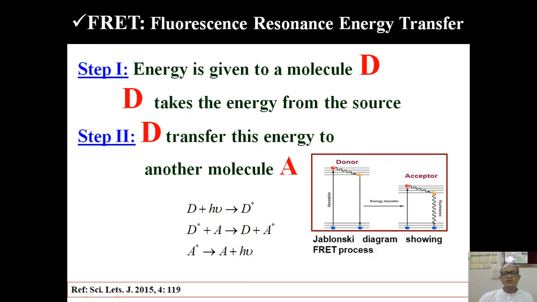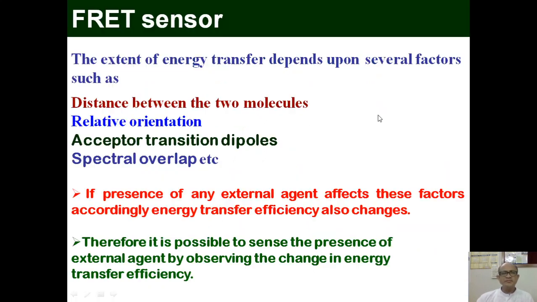In case of energy transfer, what normally happens is an excited state electrodynamic phenomenon where one molecule, say D, takes energy directly from the source, and it transfers a portion or the whole energy to another molecule A, and the molecule A fluoresces through emission of a photon. And this energy transfer extent depends on distance between the two molecules, relative orientations, transition dipole moments of the acceptor, as well as spectral overlap between the absorption spectra of acceptor and fluorescence spectra of donor.